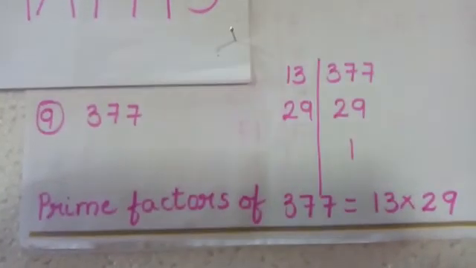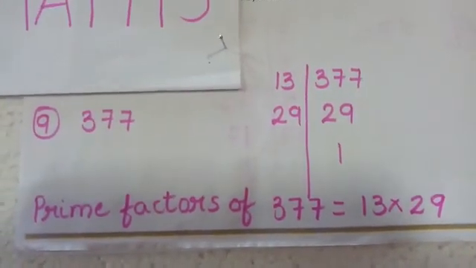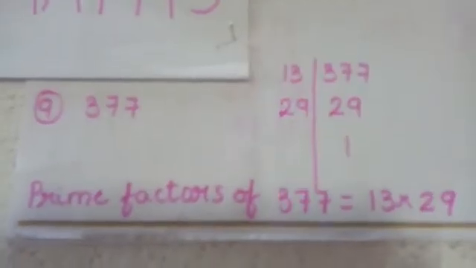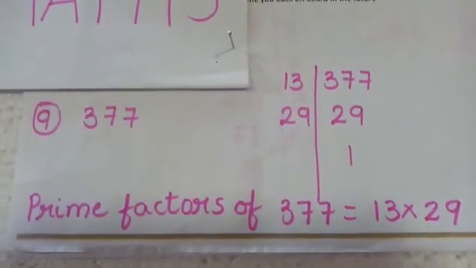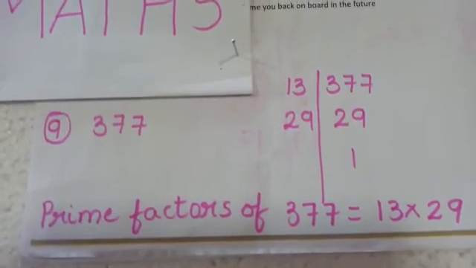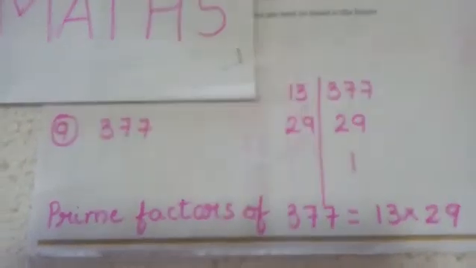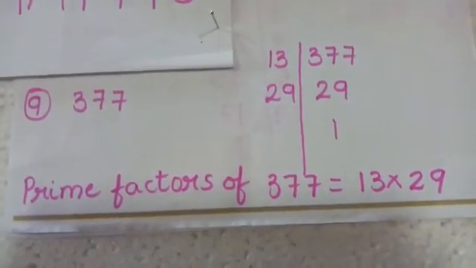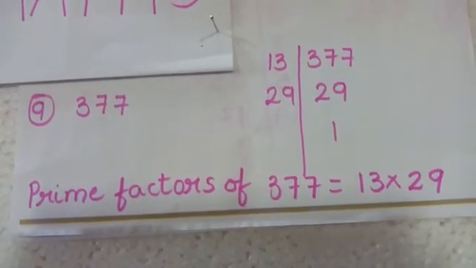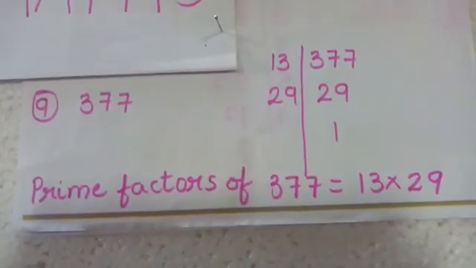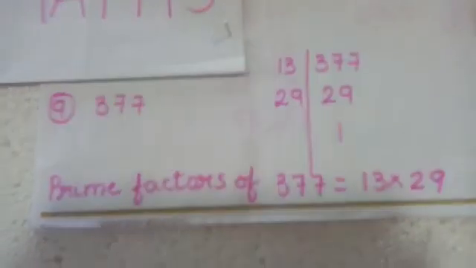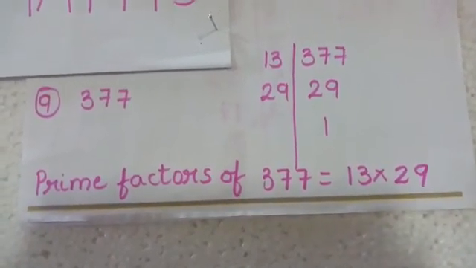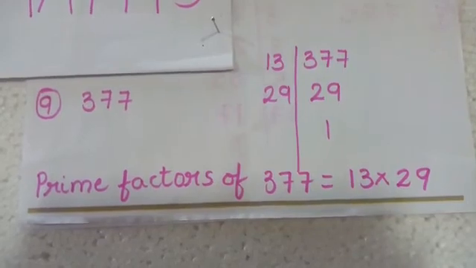Next we have question number 9, 377. 377 is an odd number and it is not divisible by 2, 3, 5, 7 and 11. It is divisible by 13. So when we divide it by 13, we get the quotient as 29. 29 is a prime number, so we get the quotient 1. Prime factors of 377 are 13 into 29.